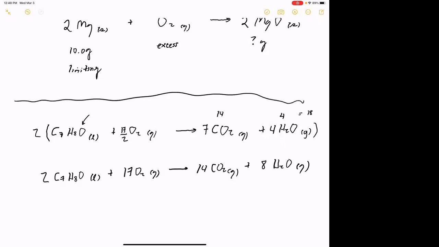Excellent. Yeah, it's keeping track of the oxygens. The only hard part about that one is making sure the oxygens work. Excellent. That was a good one to do. I'm glad you asked about it.